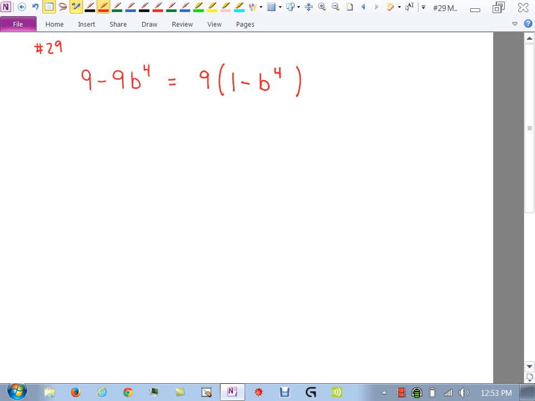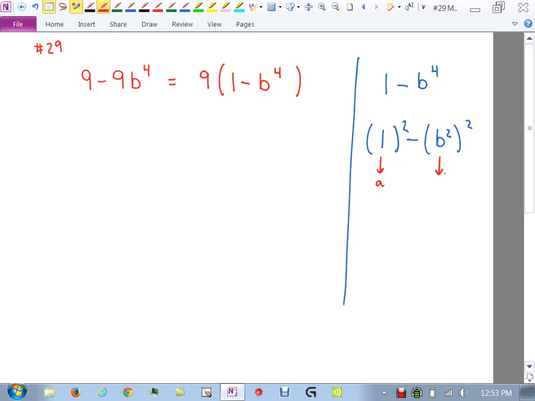Well, we've seen this before, right? When you have b to the fourth, you can always look at b to the fourth as b squared squared. So I'm going to take a look at this on the side. 1 minus b to the fourth. Can I look at that as something squared minus something squared? So how do I get 1? I square 1. How do I get b to the fourth? I square b squared. So a in the problem here is 1, and the b in the formula is actually b squared here for me.